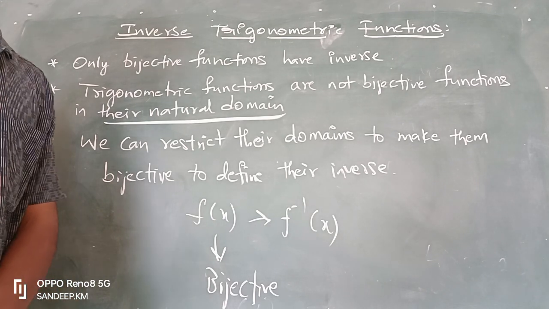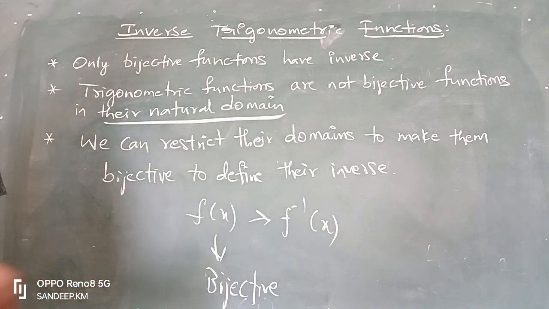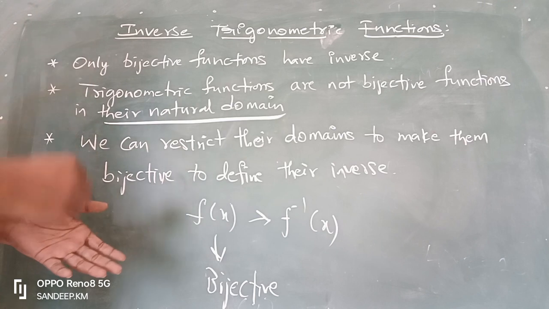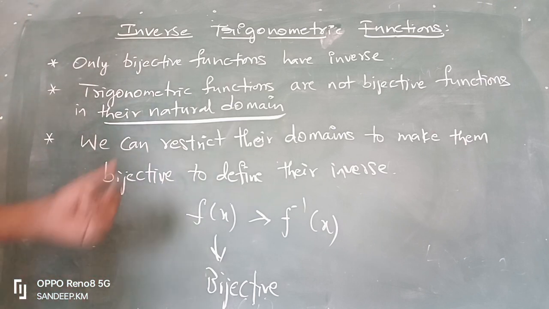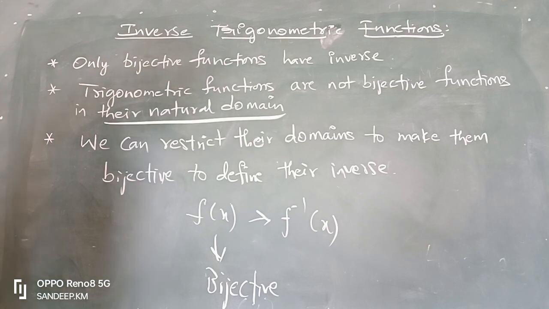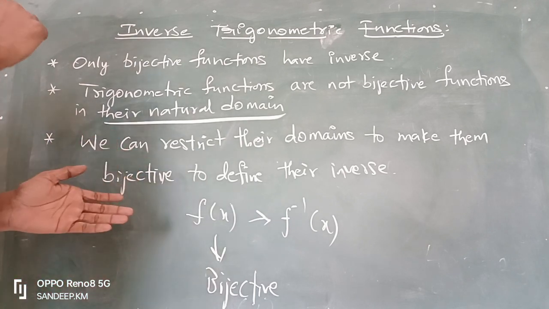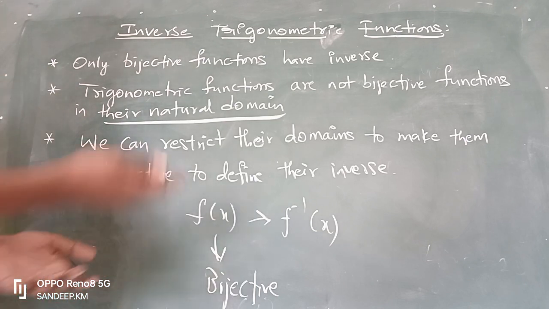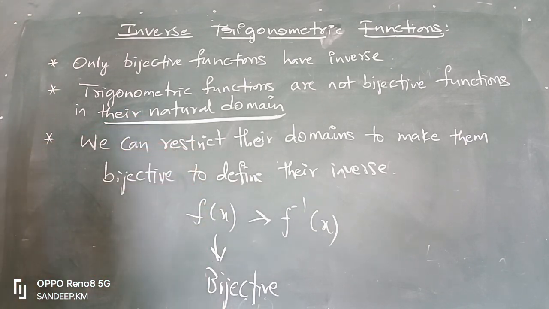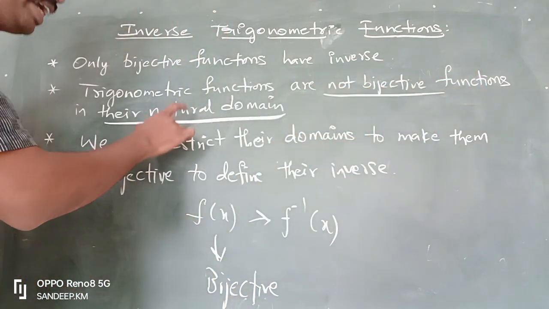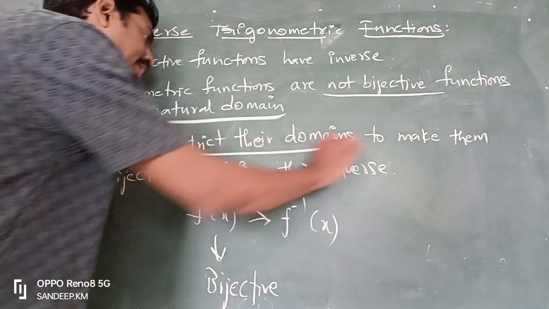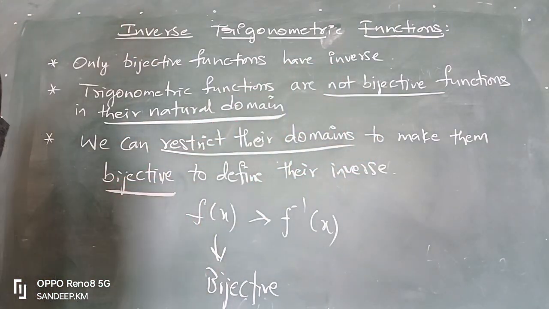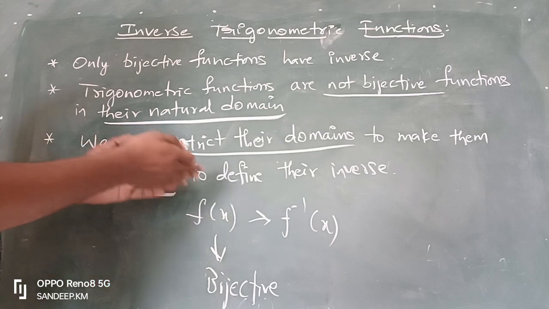Why they are not bijective: they are not one-one in their natural domains. We will discuss why exactly. Then how can we find inverse trigonometric functions? We can restrict their domains. By restricting their domains, we convert trigonometric functions into one-one functions, and thereby they become bijective. Since they are bijective now, we can find their inverse. Once again, trigonometric functions are not bijective in their natural domains, but we can restrict their domains to make them bijective, and once they are bijective, we can define their inverse functions.